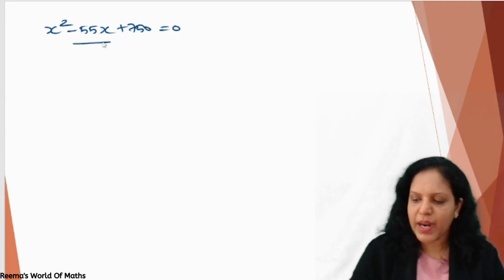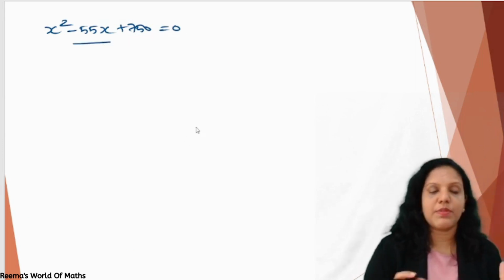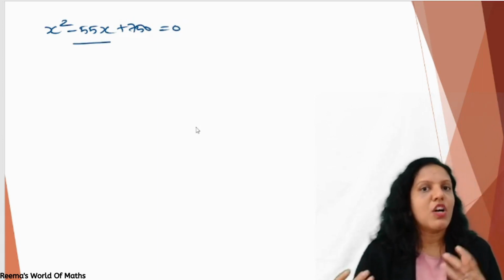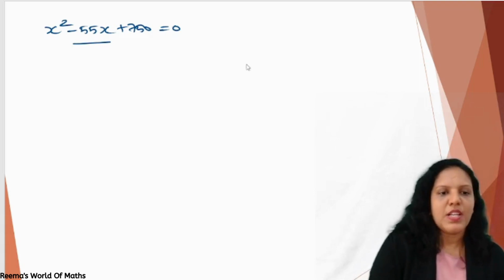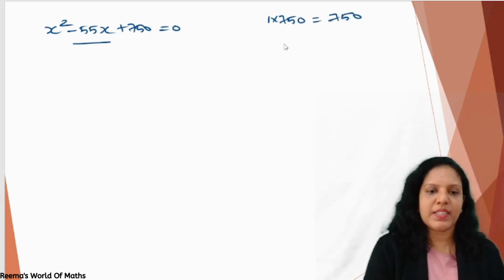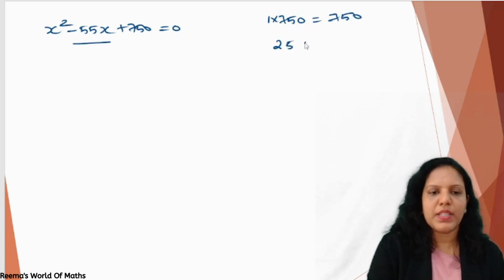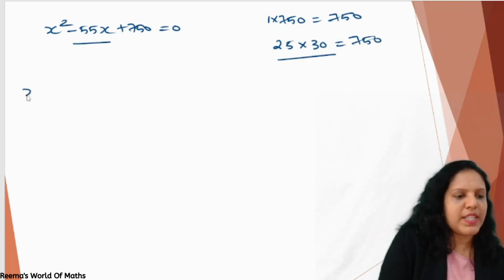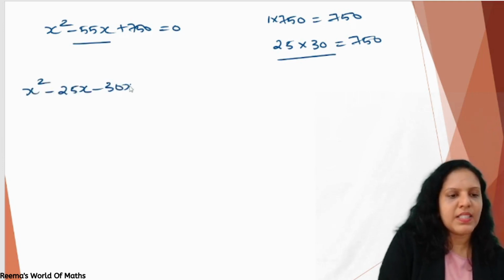So we need to split the middle term, minus 55, in a way that the product of the split terms should be equal to the product of the constant and the coefficient of x squared, which is 1 multiplied by 750, which is 750. So we can split 55x as 25 and 30, since 25 multiplied by 30 also gives 750. So that will be x squared minus 25x minus 30x plus 750 equals 0.